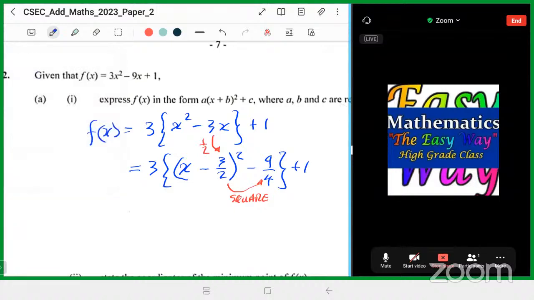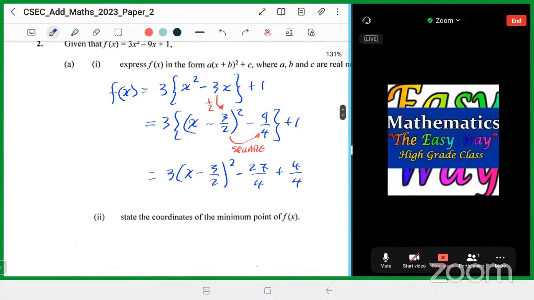Then we're going to expand again with this 3. So 3 times this bracketed term first gives us 3 into x minus 3 over 2 squared. 3 times this expression gives me minus 27 over 4, as the 3 times 9 is 27. I'm going to add back this 1, but I'm going to add it as 4 over 4, such that it will have the same denominator as this one.